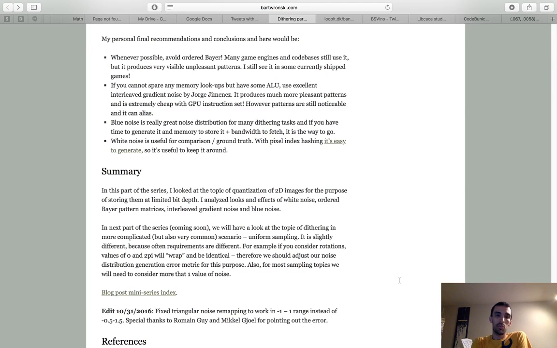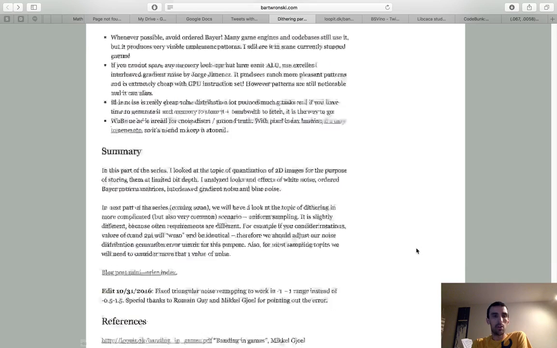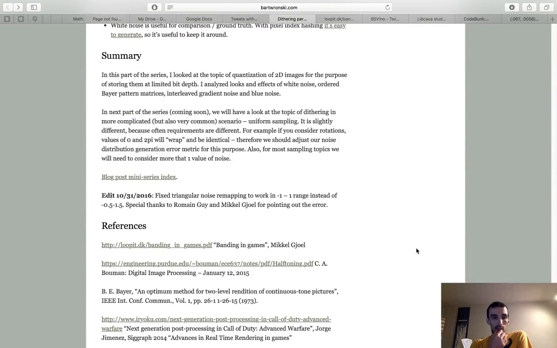Blue noise is a really great noise distribution for many dithering tasks. And if you have time to generate it and memory to store it and bandwidth to fetch it, it's the way to go. White noise is useful for comparison and ground truth with pixel index hashing. It's easy to generate, so it's useful to keep around. Oh yeah, I've seen that article. And then there's a summary.